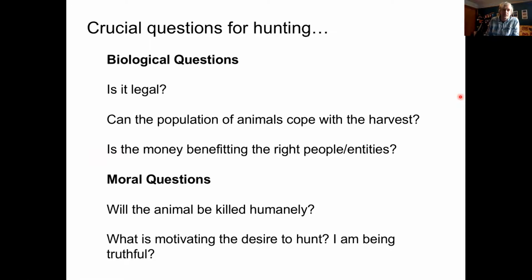And the crucial questions you want to be thinking about for hunting is, well, you've got the biological questions. Is it legal? Can the population of animals cope with the harvest? Is the money benefiting the right people or entities? Then you also have the moral questions. Will the animal be killed humanely? What is motivating the desire to hunt? Am I being truthful with myself?